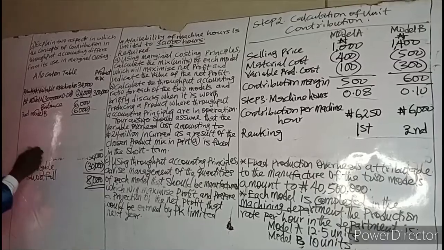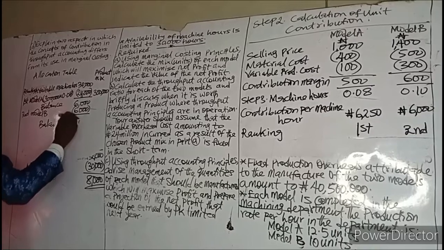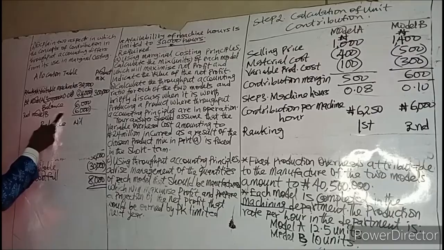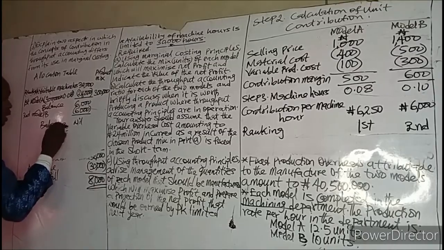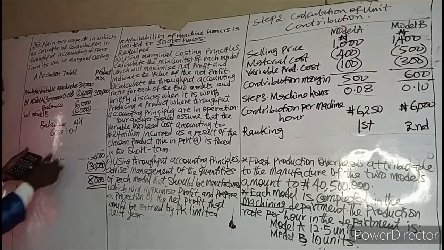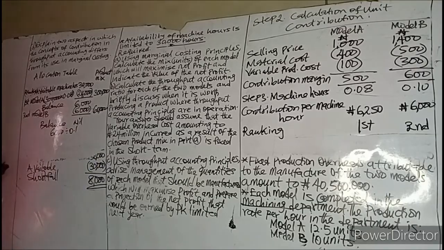If you give 6,000 hours to model B, how many units will these 6,000 machine hours be sufficient to produce? Remember, to produce a unit of model B, you will need 0.1 machine hours. So 6,000 divided by 0.1 will give us 60,000 units. That means 60,000 units of model B will be produced.